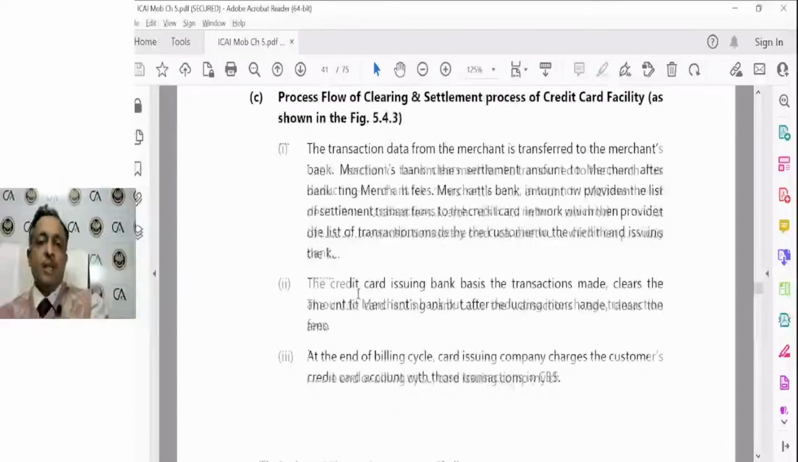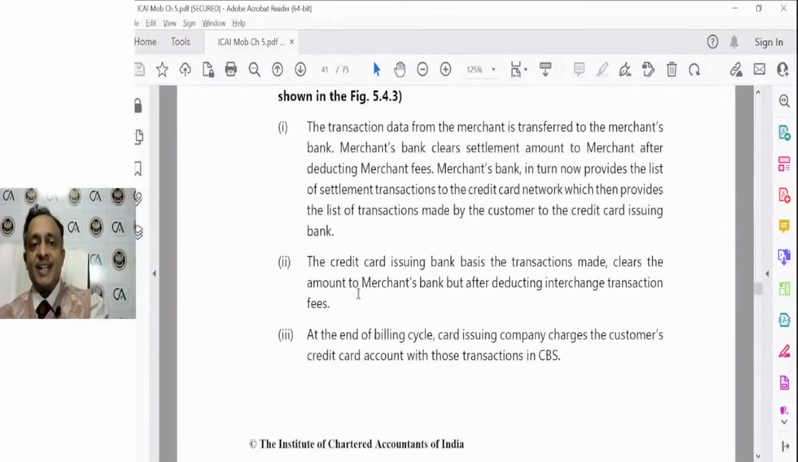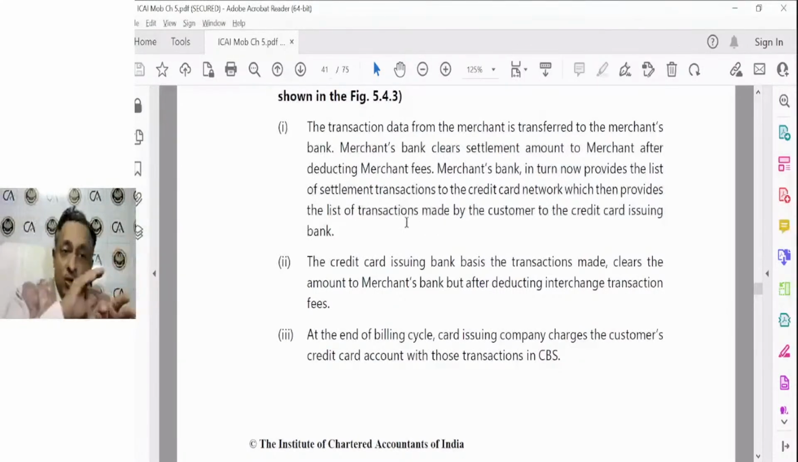Then the process flow for settlement. The transaction data from the merchant is transferred to the merchant's bank. So here is a merchant and the bank. It goes to the merchant bank, which is the bank giving banking services to the departmental store.